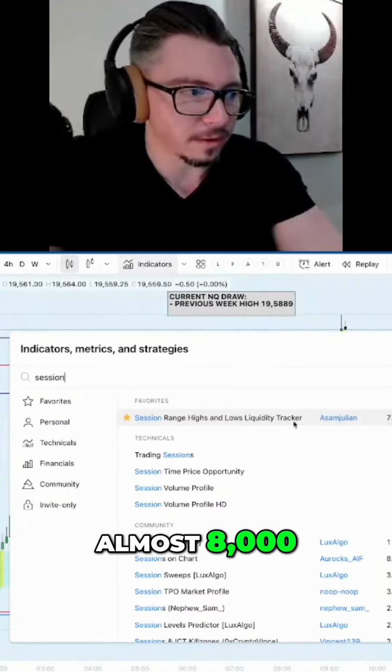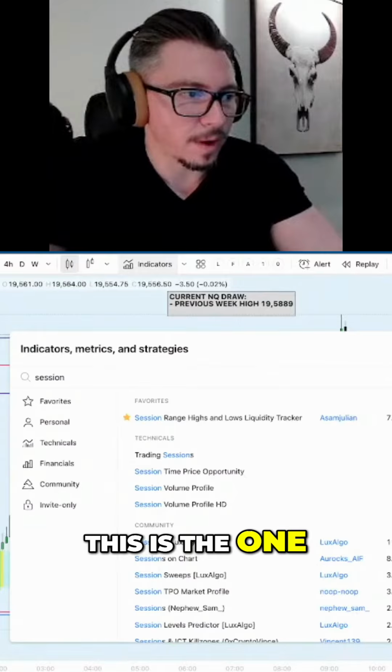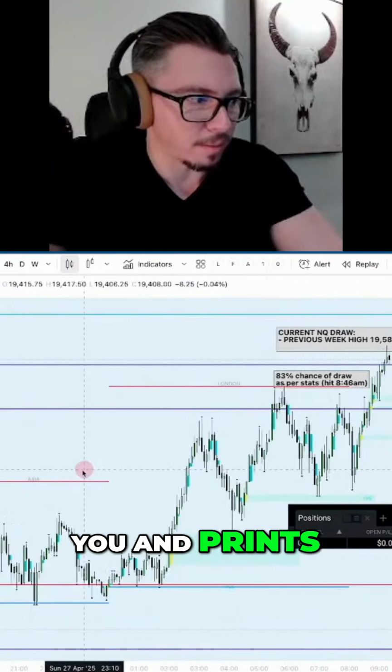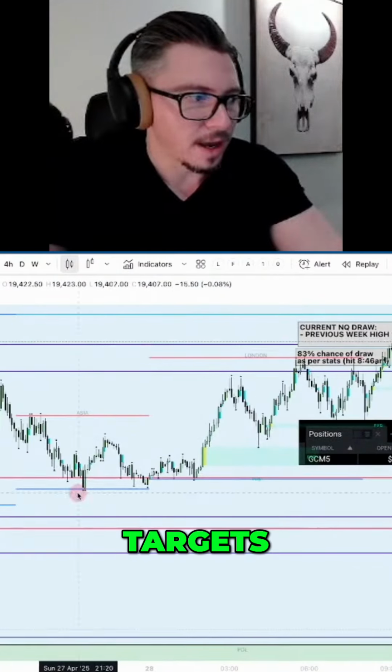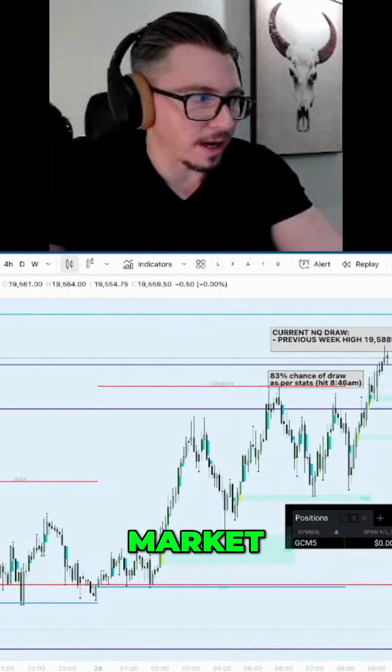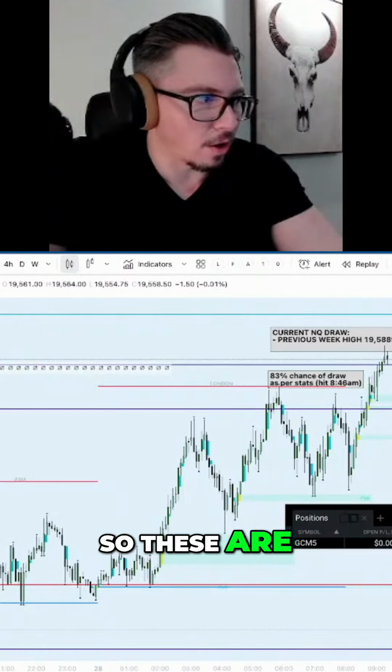There's almost 8,000 people that are using this. This is the one that you're seeing on the screen that provides you and prints the blue line liquidity targets. And then they turn red when the market hits it, okay? So these are my settings.